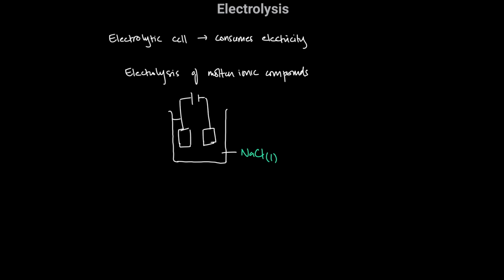and then we have our molten electrolyte. So the electrolyte here is molten sodium chloride. We have our electrodes, we have our power source. We have the positive terminal and the negative terminal.